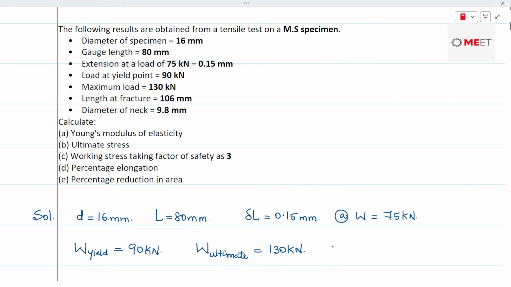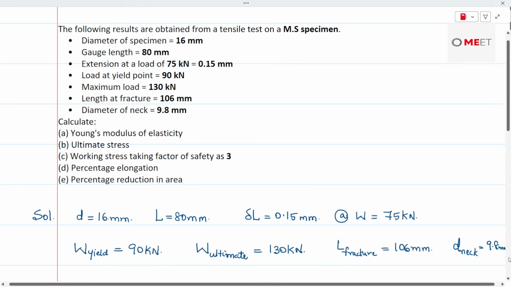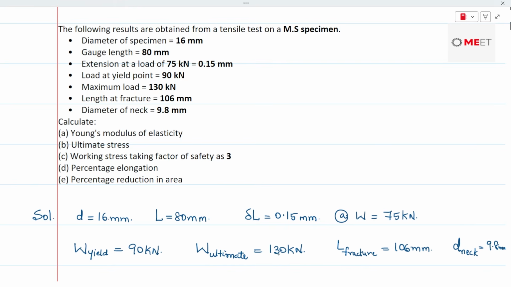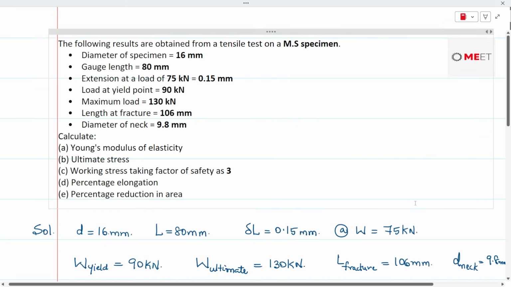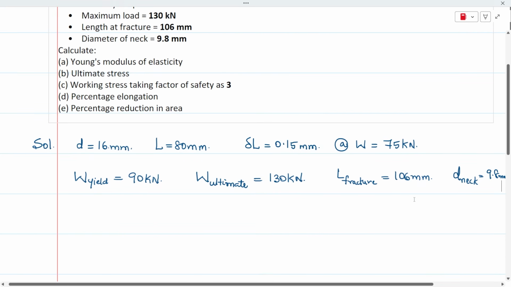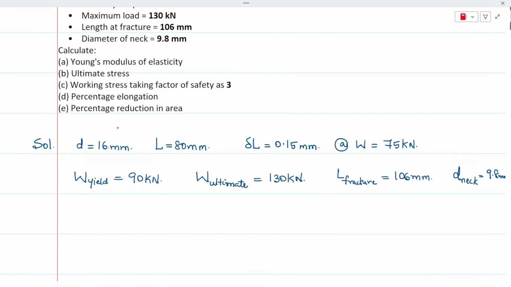Length at fracture is given as 106 mm. Diameter of the neck is 9.8 mm. First is we need to compute modulus of elasticity. Next is ultimate stress, working stress, percentage of elongation and percentage of reduction.